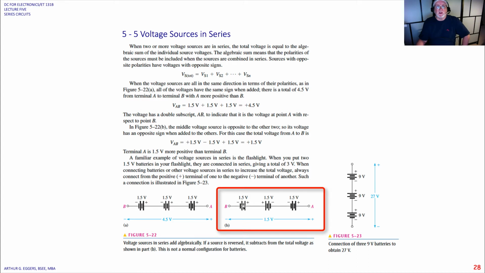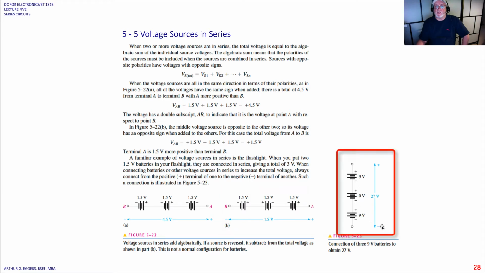Okay? If we look at the B section over here, 1.5, 1.5, 1.5. Notice that polarity matters. We've got one of those 1.5s reversed. So it's 1.5 minus 1.5 plus 1.5. So we have a total of 3 minus 1.5, which gives us 1.5. Over here we see 9 volts, 9 volts, 9 volts, gives us a total of 27 volts.